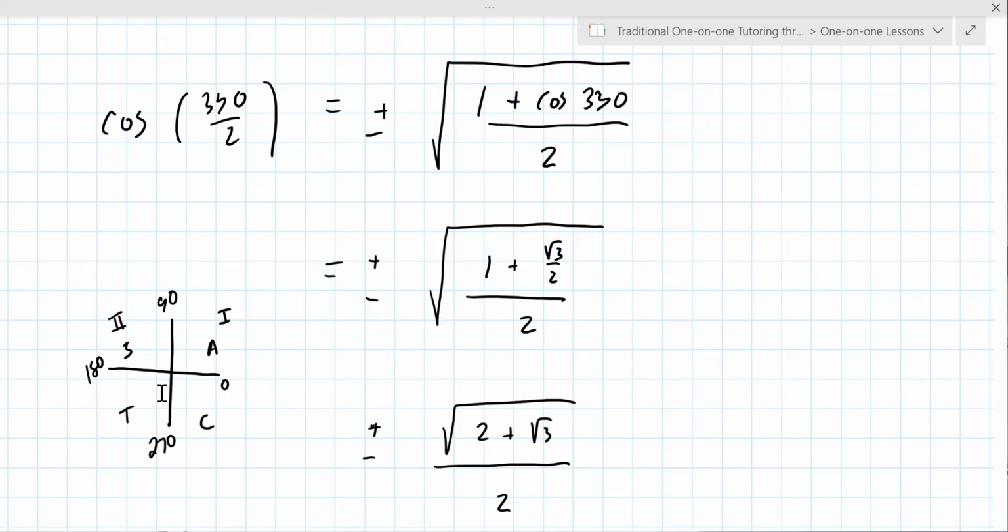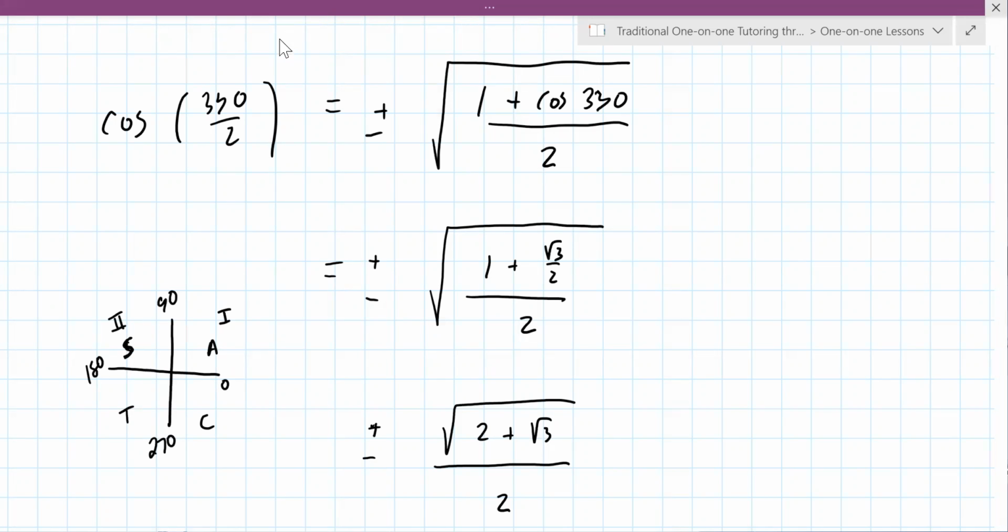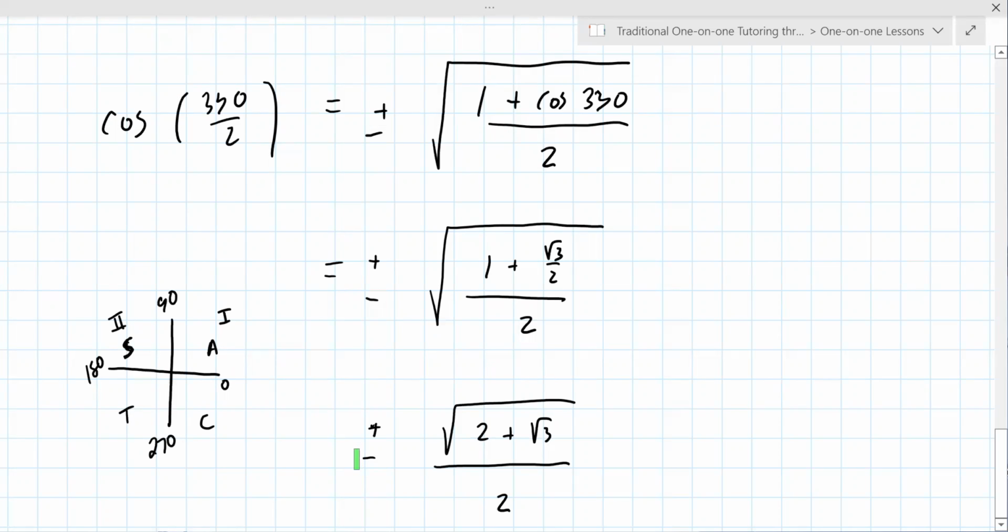What this tells you is that sine is positive in the second quadrant. The S means sine is positive, but everything else is negative. So that means cosine in the second quadrant is negative, which is why you select the negative.